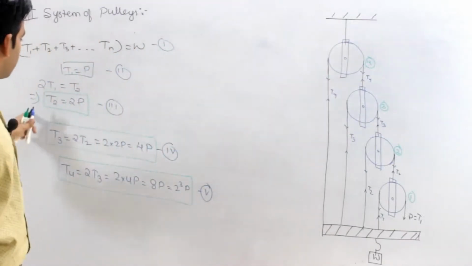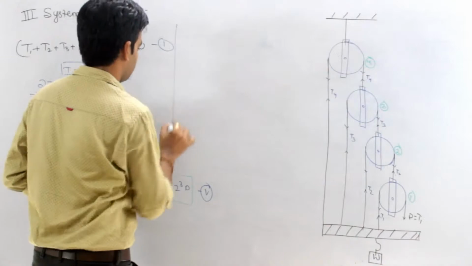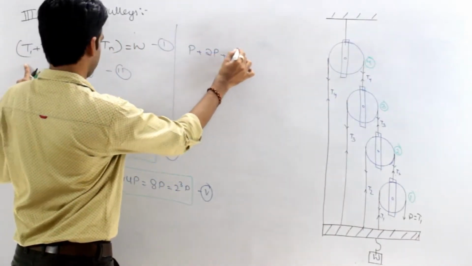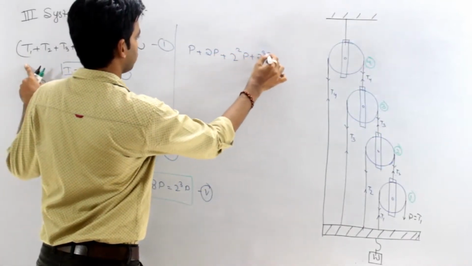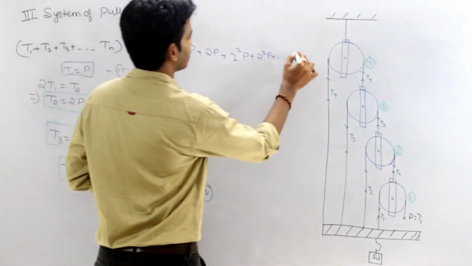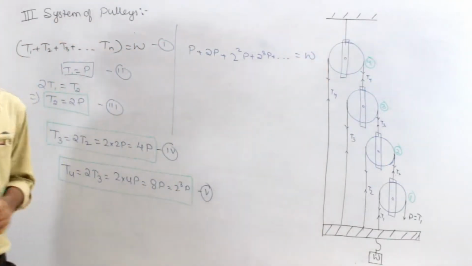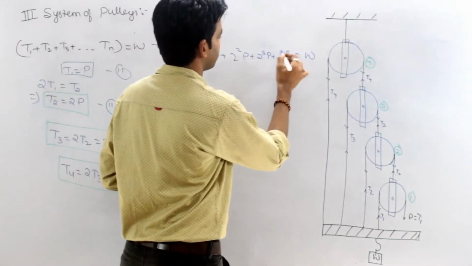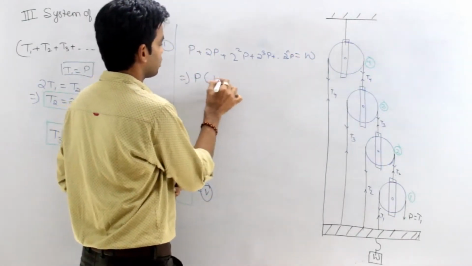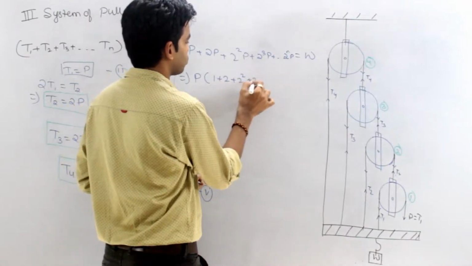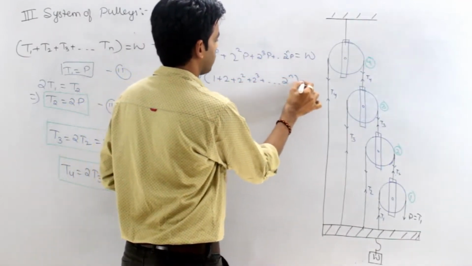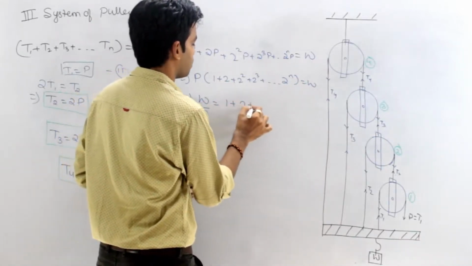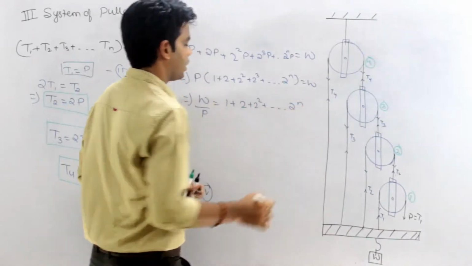Okay. So, just put the values. So, we will have what? T1 is P plus 2P plus 2 square P plus 2 cube P and so on. This will be equal to W, up to Tn, or you can say 2 raised to power n into P. So, this will be equal to P into (1 plus 2 square plus 2 cube up to 2 raised to power n) is equal to W, or you can say W by P is equal to 1 plus 2 square plus up to 2 raised to power n.